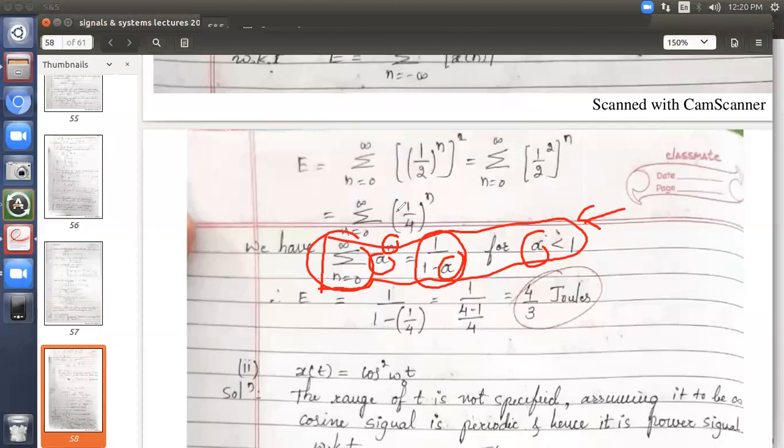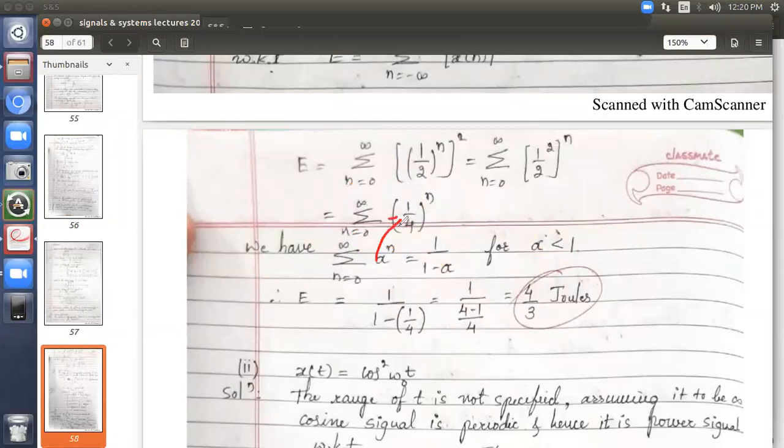So if you try to compare this with our signal, it is a summation 0 to infinity 1 by 4 raised to n. What is alpha? Alpha in our case is 1 by 4 and the condition is met. Alpha is less than 1, it is not 1. It is 1 by 4, 0.25, right? So it is a fractional number. So we can apply this formula.